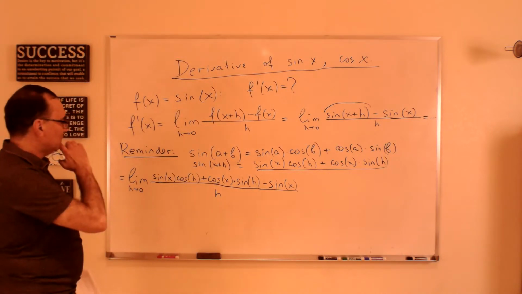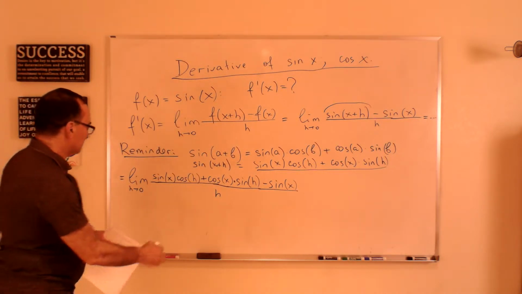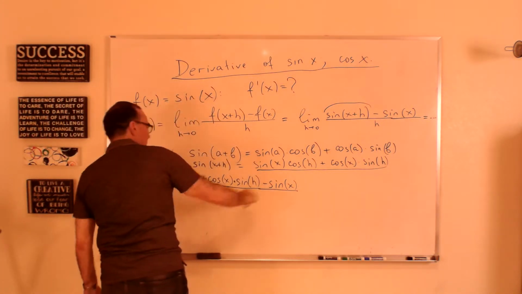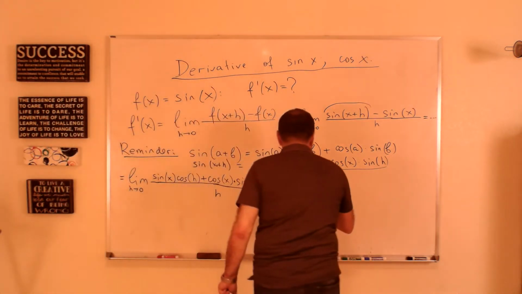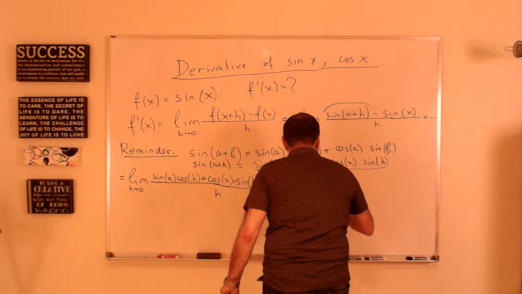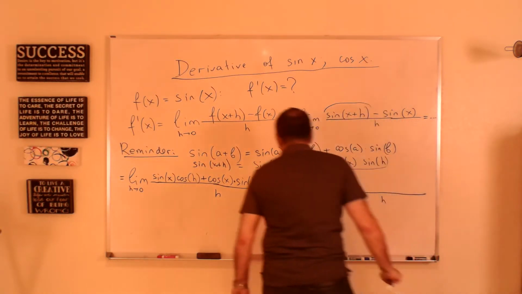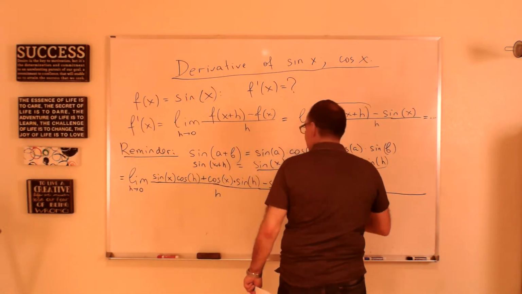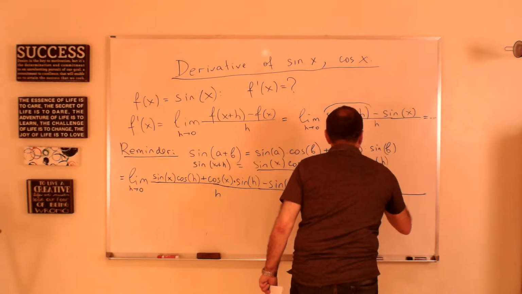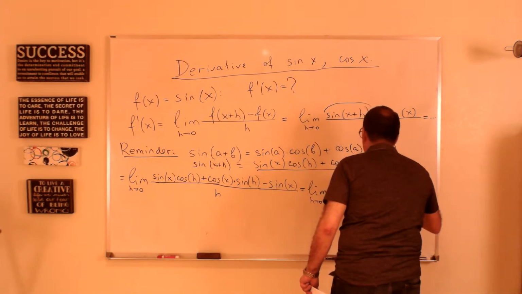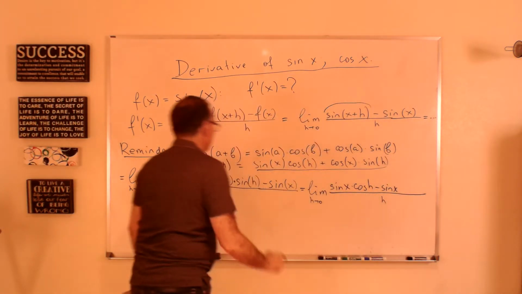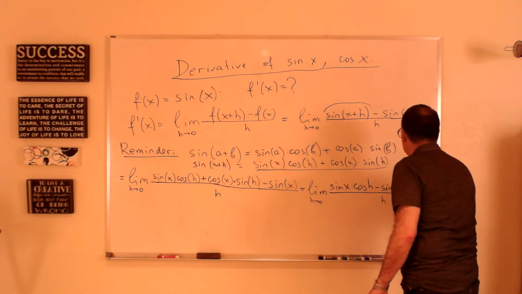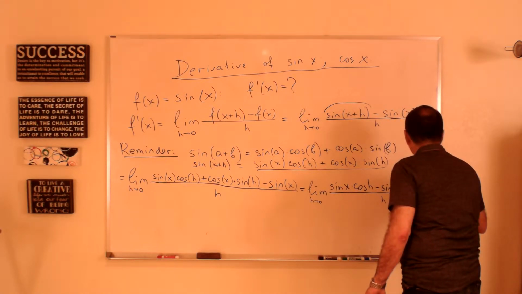Well, here's what we do next. We want to rearrange this a little bit. Like we want to combine this sine x cosine h with this sine x. So I just want to rearrange a little bit the terms. It will still be over h. So I combine this term with this. So it will be sine x times cosine h minus sine x, I will skip those parentheses, and then plus cosine x times sine h.